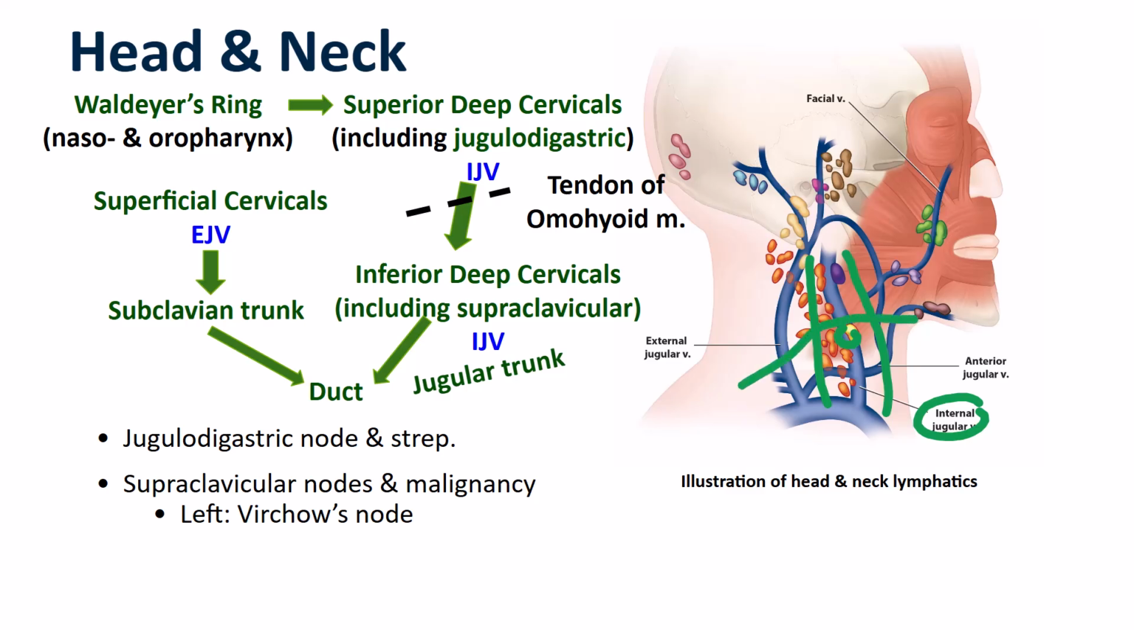Omohyoid muscle goes, that's a really terrible drawing of it, I'm sorry. Omohyoid muscle goes from the thyroid cartilage, and then there's an intermediate tendon, and it goes back to the shoulder blade. So this should be located down there. So that divides superior from inferior deep cervical nodes.